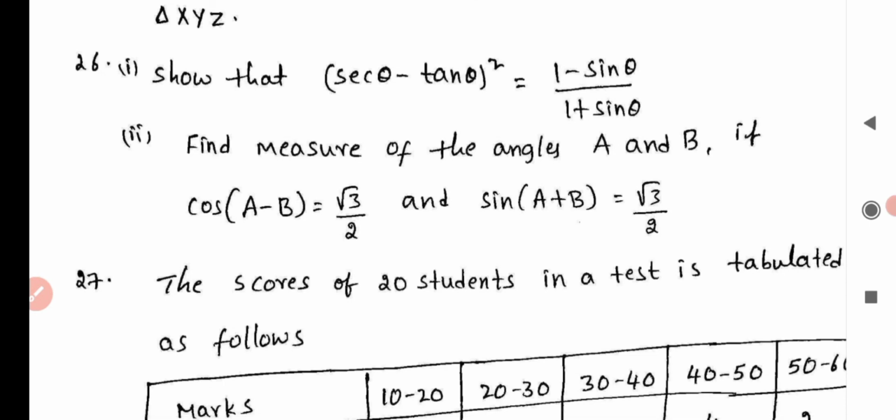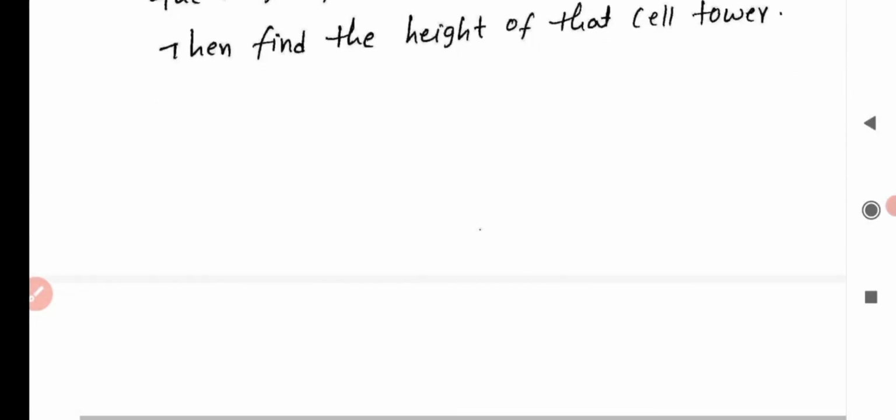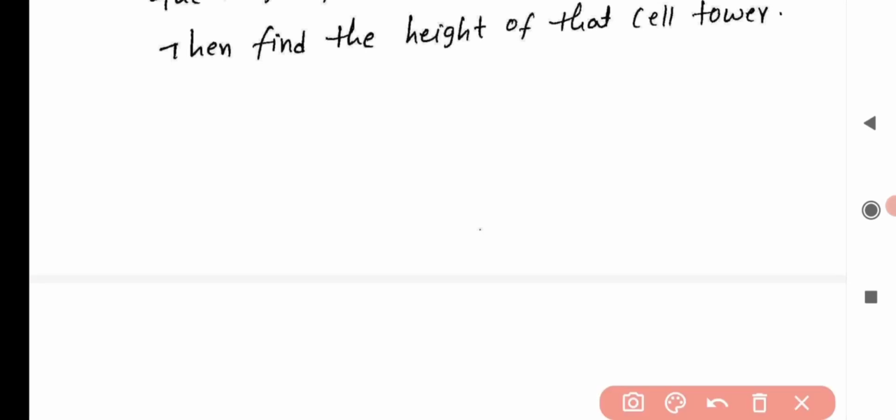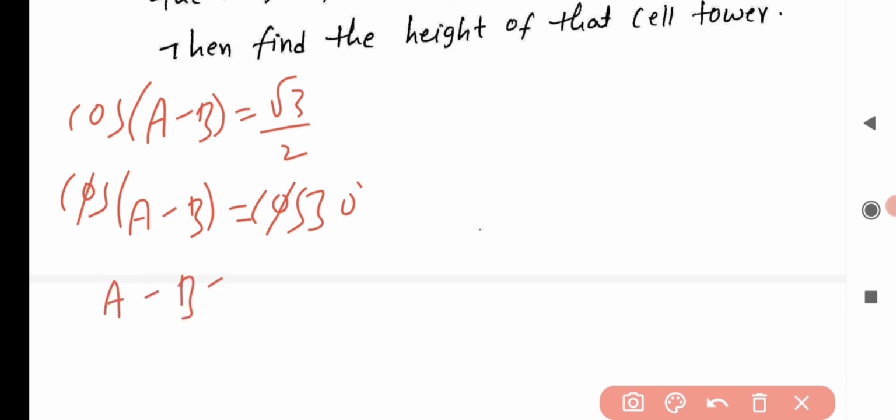Next, find the measure of the angles A and B if cos of (A minus B) equals root 3 by 2 and sin of (A plus B) equals root 3 by 2. Find A and B. So cos of (A minus B) equals root 3 by 2. When you get root 3 by 2 in cos, it is cos 30. So cos cancels, and A minus B equals 30 degrees. Next, one more.